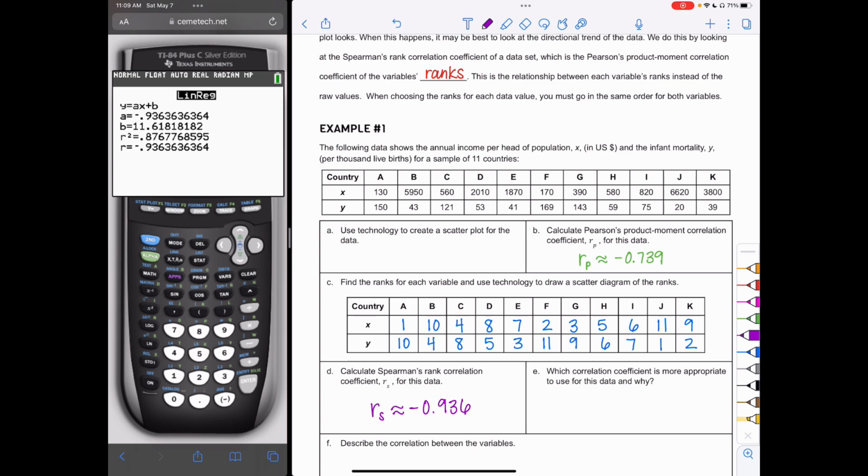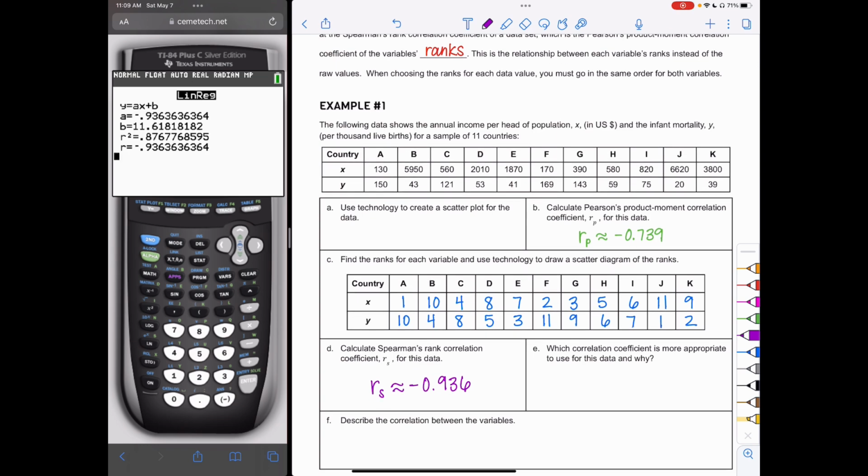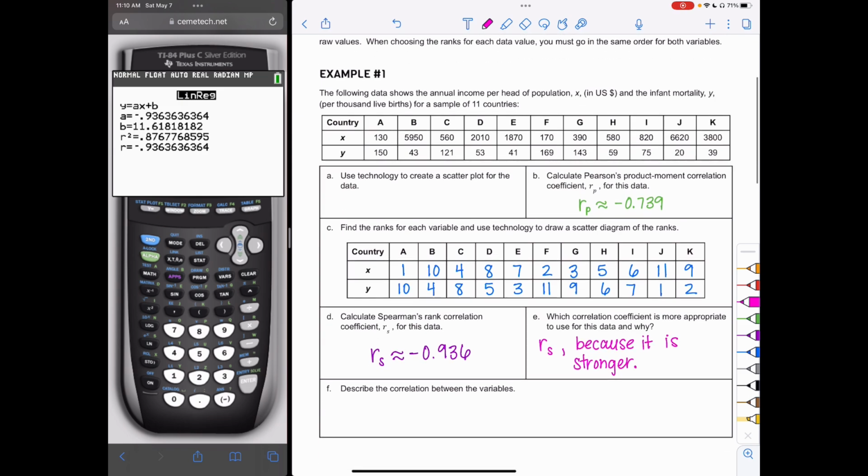So it says here, which correlation coefficient is more appropriate to use for the data and why? So as you can see here, the one that is stronger is the Spearman's correlation coefficient. So I would say that we would use R sub S because it is stronger. So Spearman's is stronger. So now it says describe the correlation between the variables.